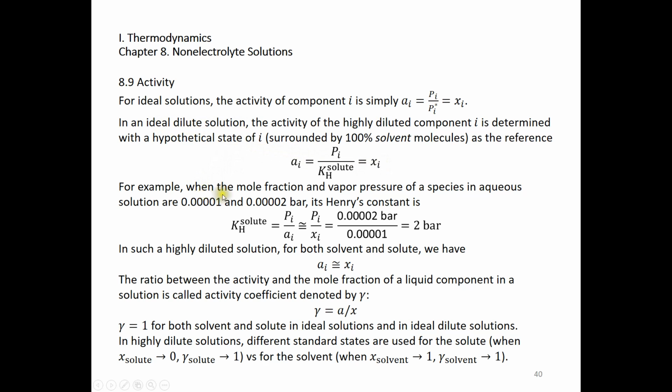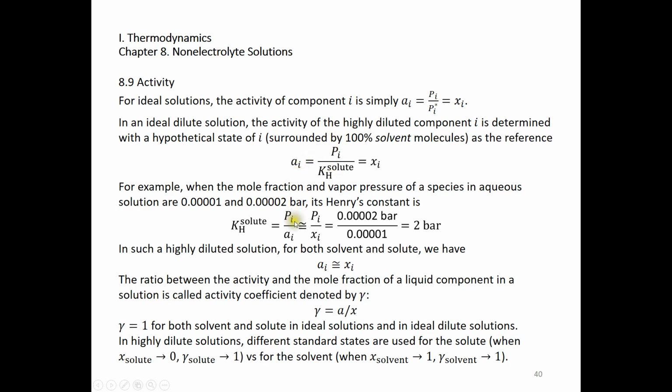Here's an example where the mole fraction and vapor pressure of a species in an aqueous solution are 10 to the power of negative 5 and 2 times 10 to the power of negative 5 bars. Then its Henry's constant is simply, over here we have this equation coming from this equation. Henry's constant is P sub i over a sub i. Again, we just rearrange this equation for the activity of the solute in an ideal dilute solution to determine Henry's constant.